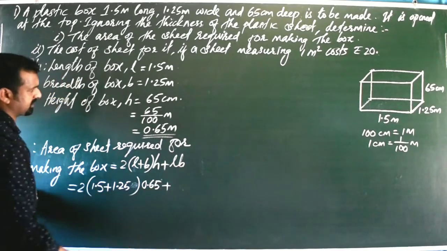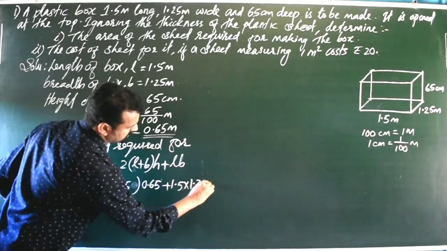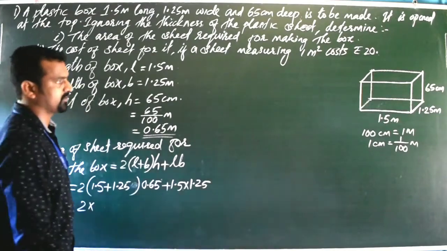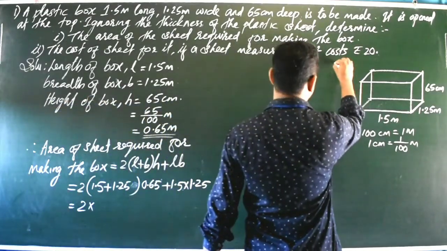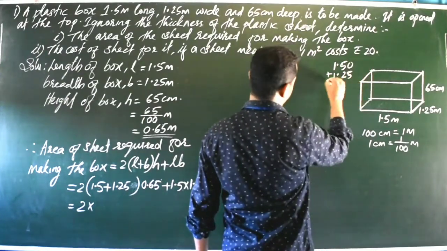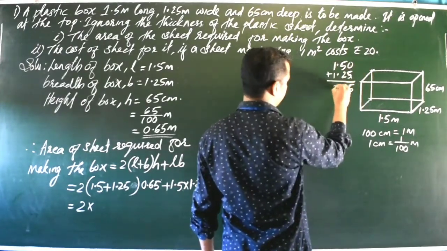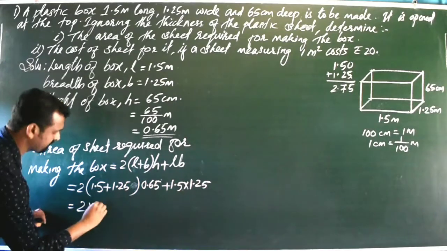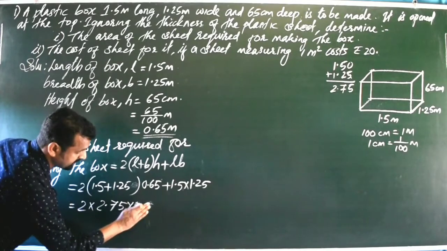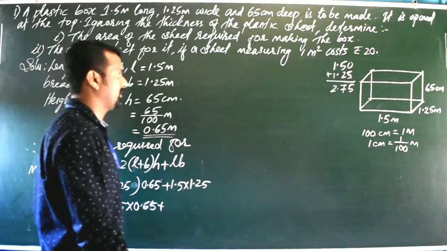plus length into breadth, 1.5 into 1.25. That is equal to 2 into (1.5 plus 1.25). Add it: 1.5 we can write as 1.50. 5 plus 0, 5. 5 plus 2, 7. 1 plus 1, 2. That is 2.75. 2.75 into 0.65, plus 1.5 into 1.25. Okay, multiply that, 1.5 into 1.25.